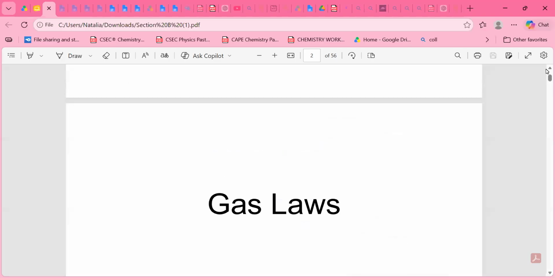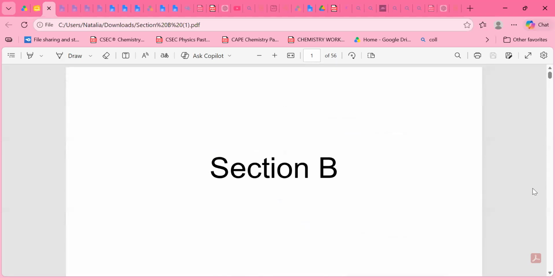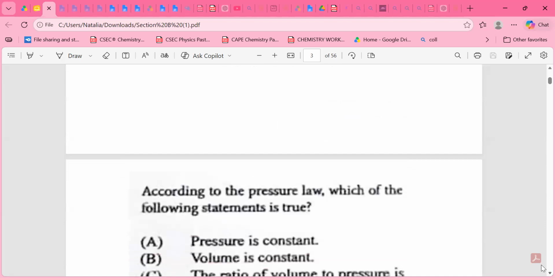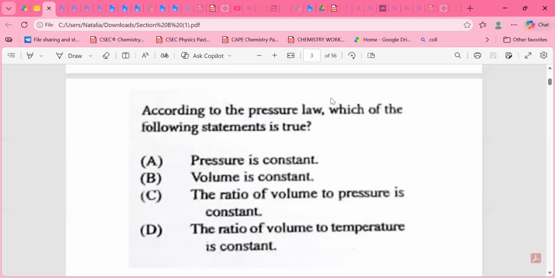So we're doing some heat questions from section B of the syllabus. Starting with the gas law. According to the pressure law, for a fixed mass of gas, pressure is directly proportional to temperature, so volume is constant. Fixed mass of gas at constant volume. So the answer is B.